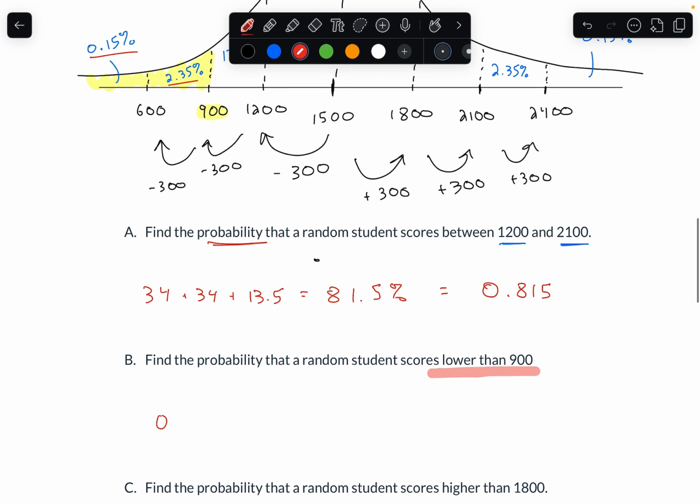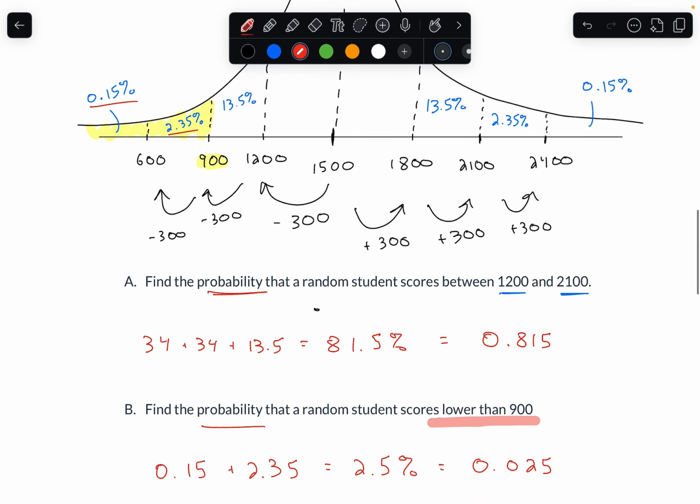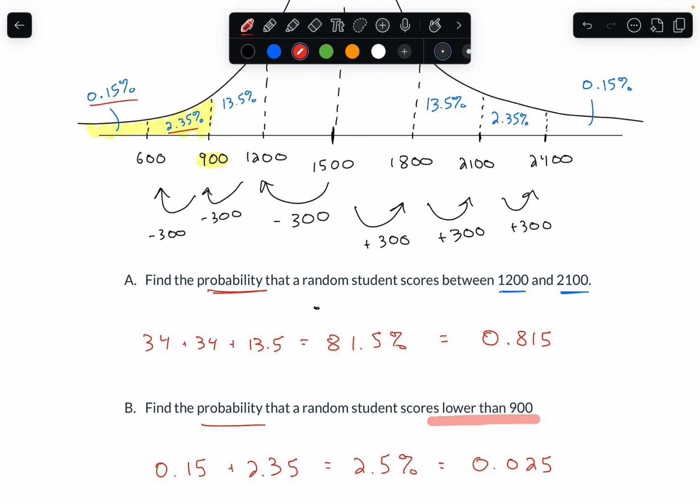So 0.15% plus 2.35% should give me 2.5%, or again, if I want to convert that to a probability, that would be 0.025. So again, this picture really saved us because it took what seems like a pretty complicated problem and just says, we have a little bit of addition to use once you figure out the part of the curve. And that's why I always take a second just to highlight or think about the part of the curve. Draw it on there so that you can see for yourself.